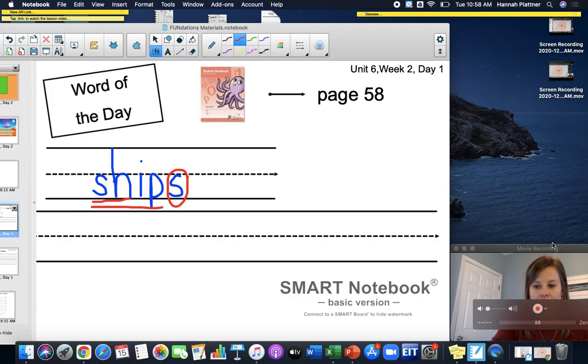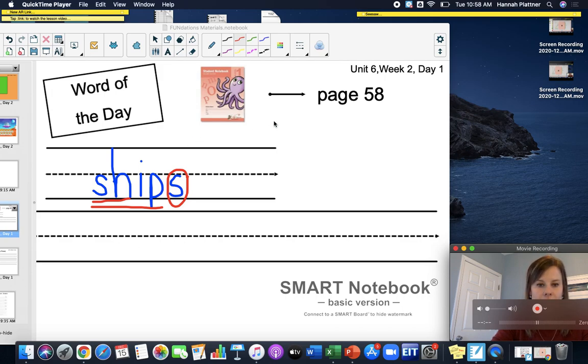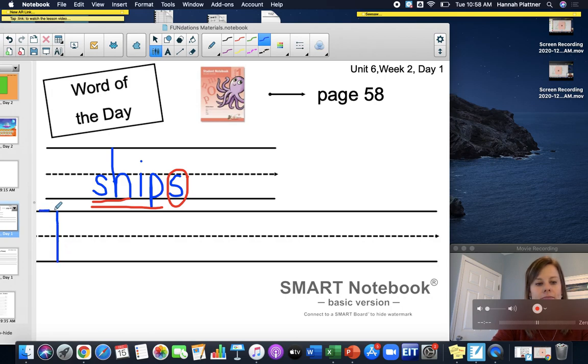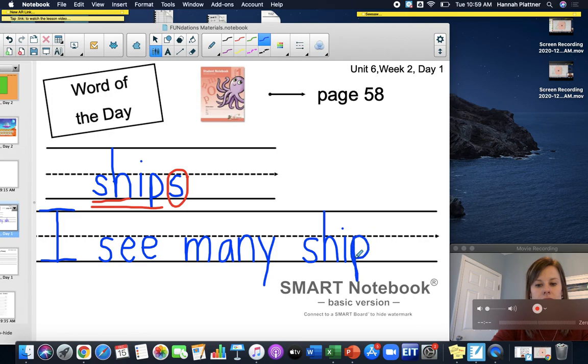As you are writing this word, I want you to think of a sentence that you could use the word ships in. Here's a sentence I thought of. I see many ships. Let's go ahead and write that sentence. I, capital letter at the beginning of a sentence, see many ships. And I'm going to add my period at the end. When you finish writing the sentence, we're going to go ahead and mark it up.